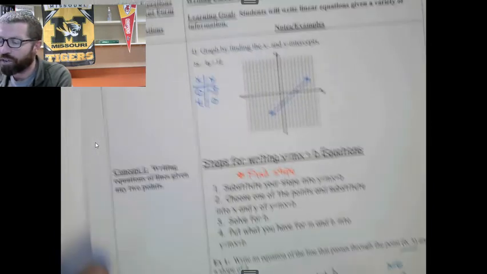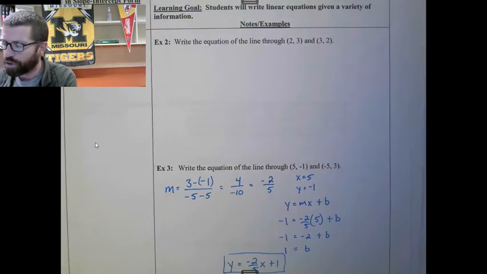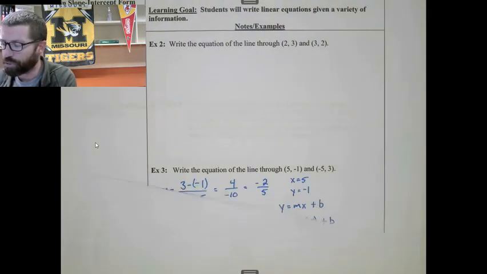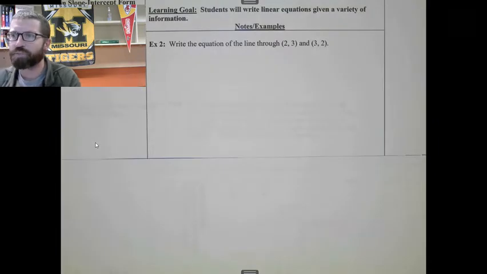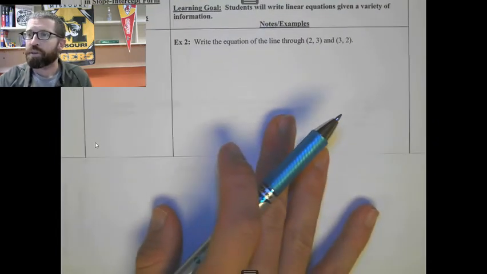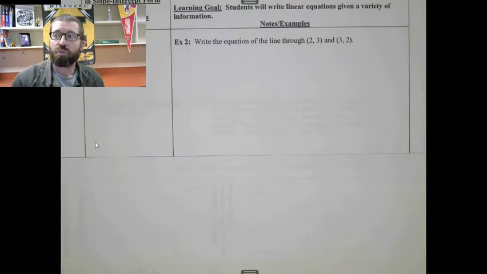Okay, let's look at another way of doing this, or another situation where we use this. And here, let's see if we can keep that covered for now. And we want to write the equation through these 2 points. Okay, well, what's going on here? So we have 2 points.